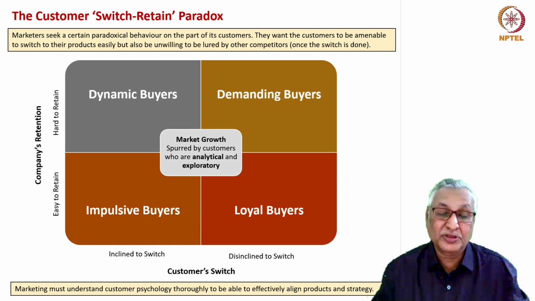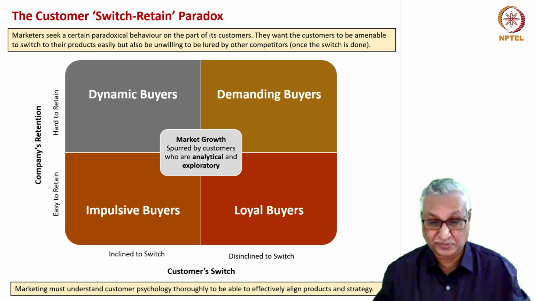If we are inclined to switch and if the company is able to retain easily, we are going to have lots of impulsive buyers on our hands. If we have an easy to retain position and buyers who are disinclined to switch, then we will have a lot of loyal buyers, and that is the situation in which every company would like to be present. Let's say customers are inclined to switch, but they're also playing hard to retain. Then we have a situation of dynamic buyers.